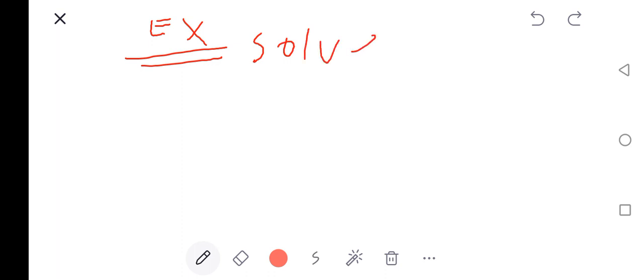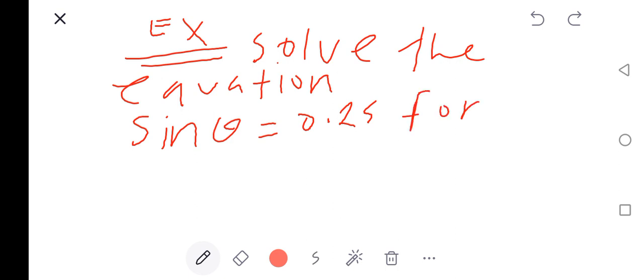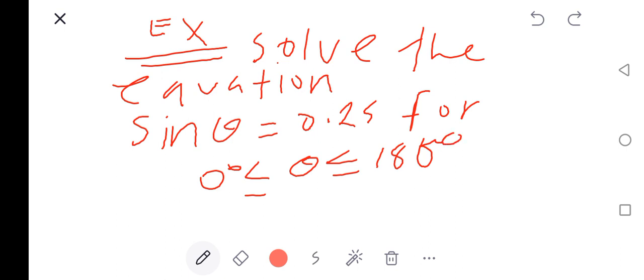Solve the equation sine theta is equal to 0.25 for 0 degrees less or equal to theta less or equal to 180 degrees. Copy that question fast. It only carries 2 marks. So it was very straightforward.